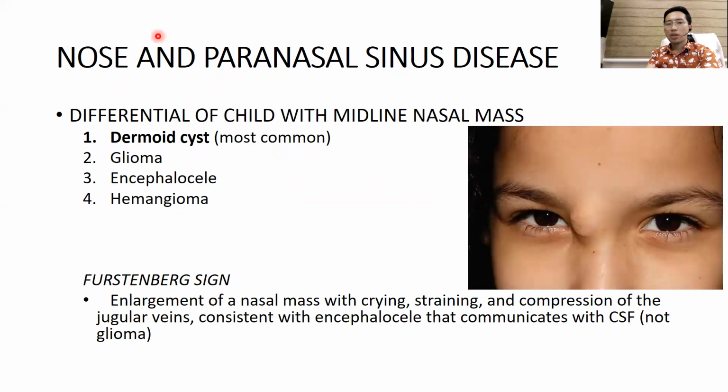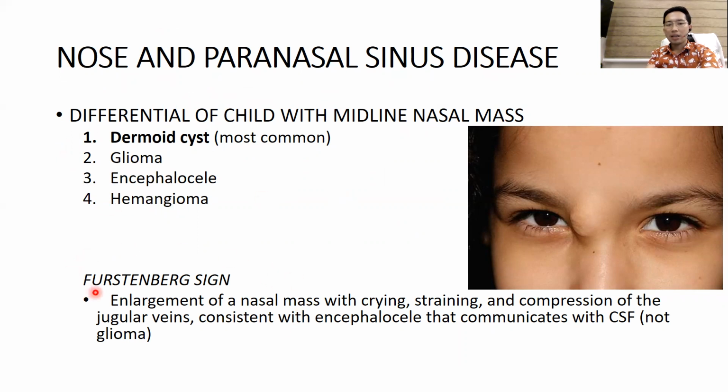Let's go to the nose and the paranasal sinus diseases. So the differential of a child with midline nasal mass is first the dermoid cyst. Remember, this is the most common. Next is the glioma. Next is the encephalocele and the hemangioma.